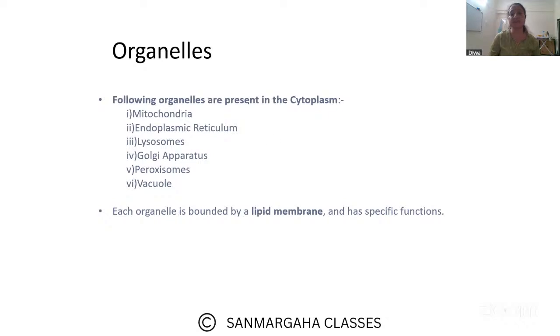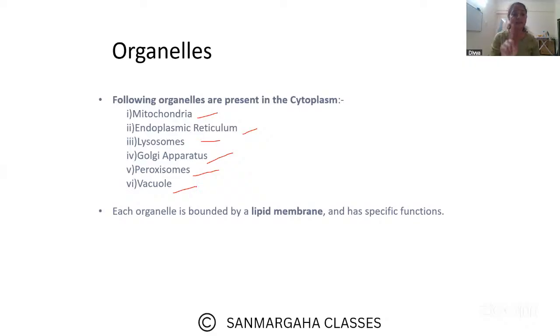We have discussed in the first slide itself which are the organelles: the mitochondria, then endoplasmic reticulum, lysosomes, Golgi apparatus, peroxisomes, vacuoles. Okay, so these are the main organelles that are found in the cytoplasm of the cell, and we can include chloroplast also here, because chloroplast is present in plants, and all these organelles are present in animals as well as in plants. Okay, but chloroplast is present only in plants.